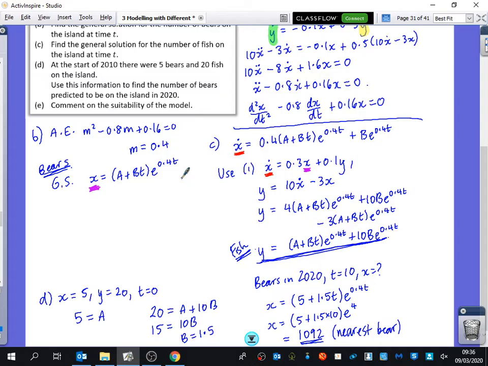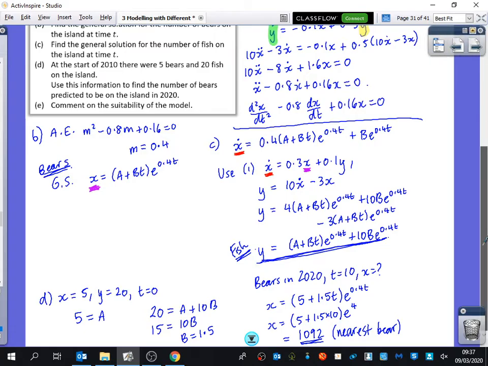If t becomes large, you get e to the power of... If it was negative, it would tend to 0 and the populations would die out. So the population of the bears is going to keep growing. The population of the fish, what's going to happen to the population of the fish? It's going to also keep growing. Does this seem like a suitable model?